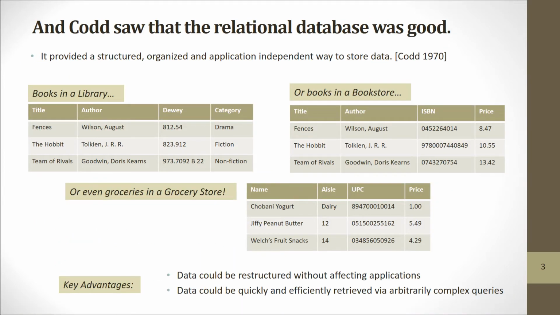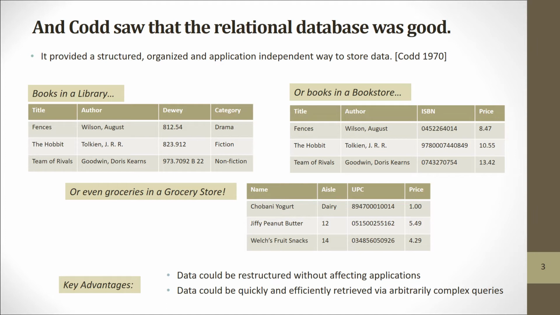The relational data model provides a structured, organized, and application-independent way to store and retrieve data. Data is described declaratively by a schema. A schema can describe many different types of entities: books in a library, or books in a bookstore, or even groceries in a grocery store. Data records themselves no longer physically contain links to other related data records, but instead, data is related through the values of common fields, such as book titles or product names.